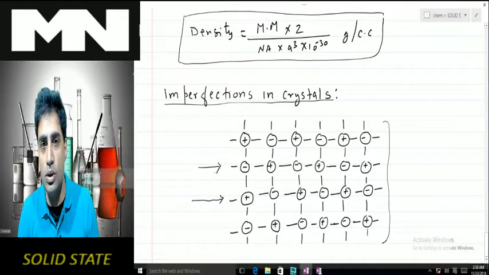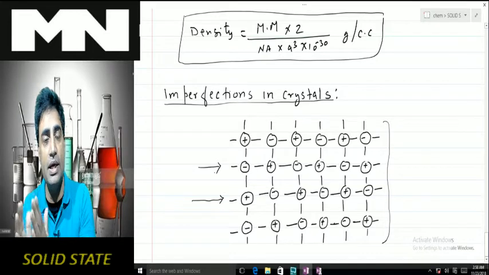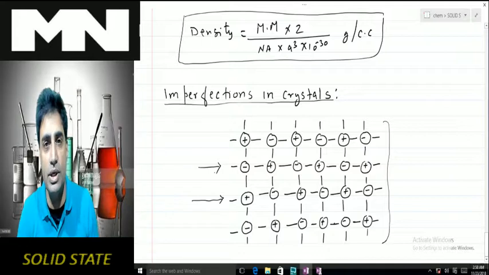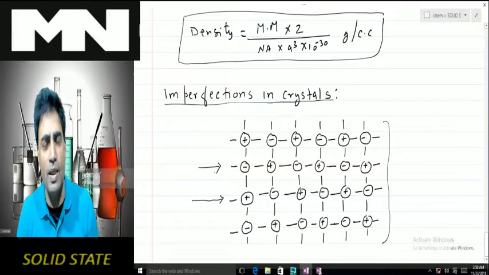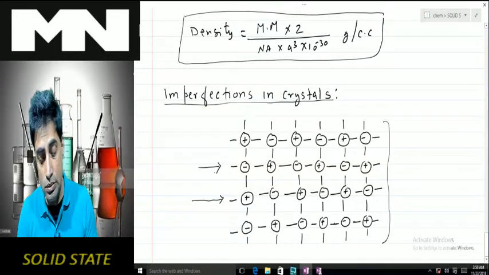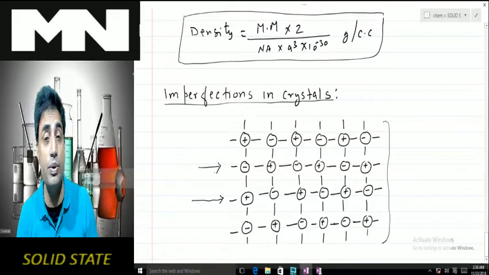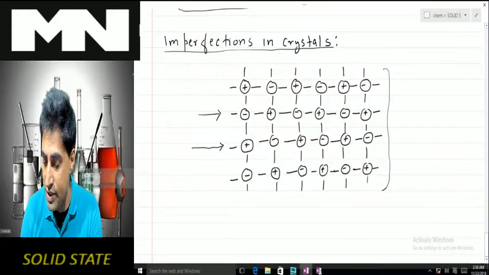Point imperfection means what? You have a regular pattern like cation, anion, cation, anion, cation, anion. So when you are moving cation, anion, cation, it may happen that a cation is not there. Or an anion is not there. Either a cation or an anion is found missing. Such an imperfection is known as point imperfection. Point imperfection is also to an extent responsible for destabilizing a crystal, but it is also responsible for increasing the electrical conductivity of the crystal. So we'll see these imperfections.